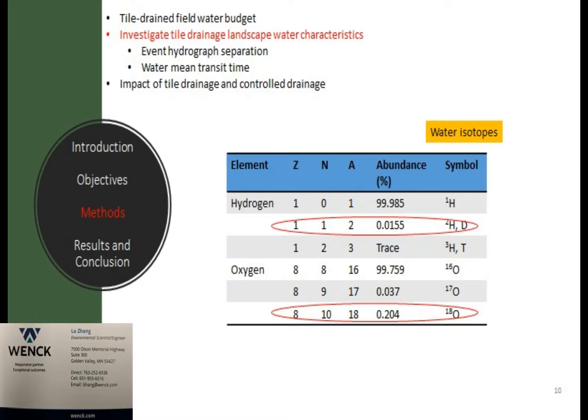So for hydrogen, the most abundant, the most common is hydrogen 1, and hydrogen 2 is also called deuterium. It's also a stable isotope. It's important to use stable isotopes in this study because they are conservative tracers. And tritium is used a lot in groundwater age calculation. It's usually coupled with helium, and it's a radioactive isotope. And for oxygen, oxygen 16 is abundant, both 16 and 18 are stable isotopes, and oxygen 17 is unstable.